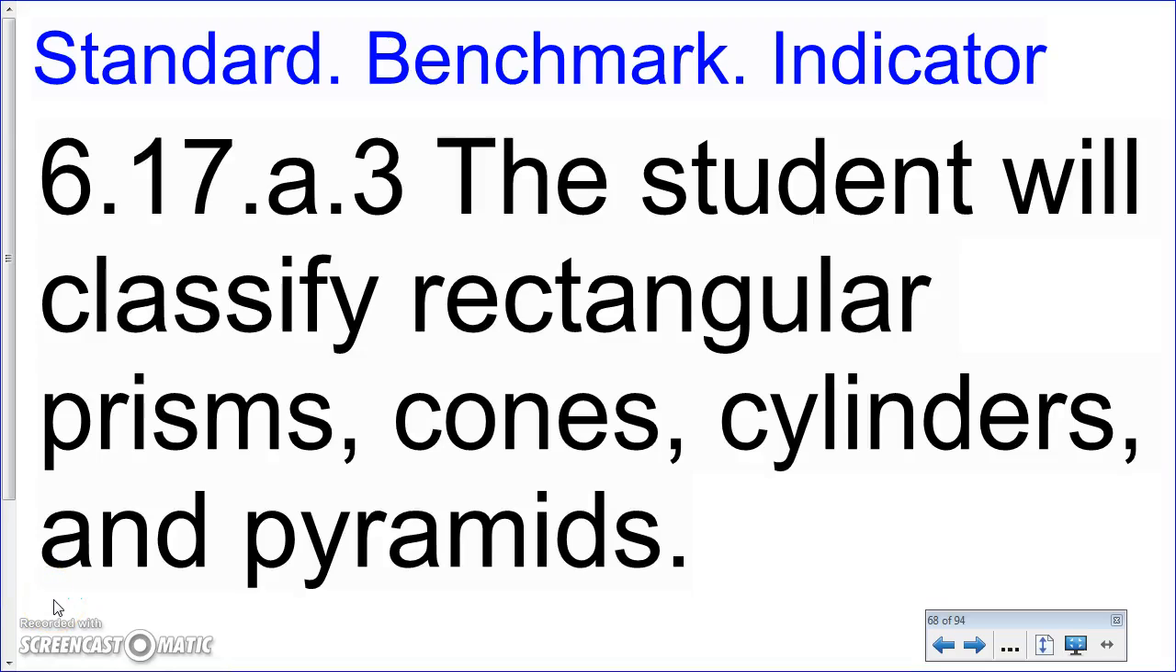Today we will be looking at three-dimensional or solid shapes. So please copy down the SBI on the next page in your math notebook. The student will classify rectangular prisms, cones, cylinders, and pyramids. You can pause the video here to copy down the SBI.